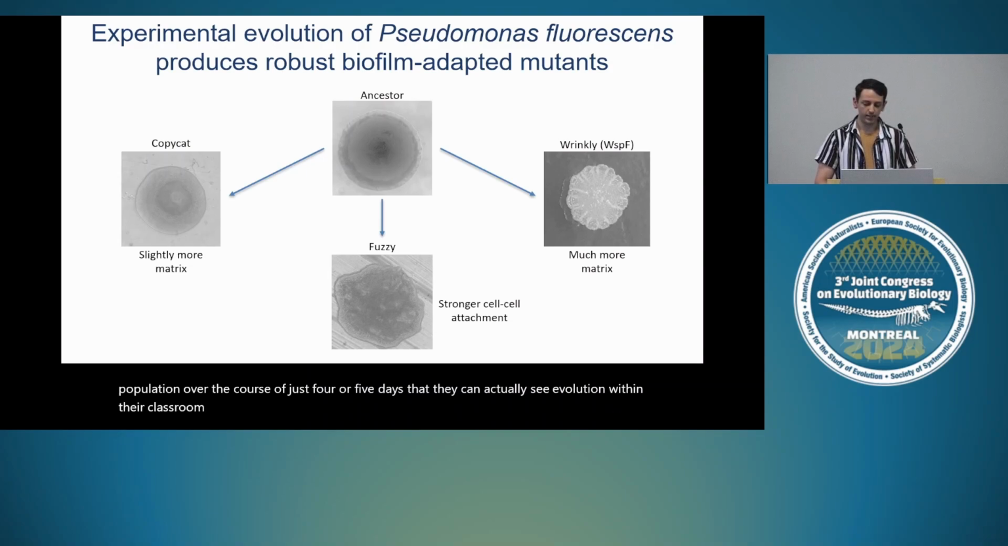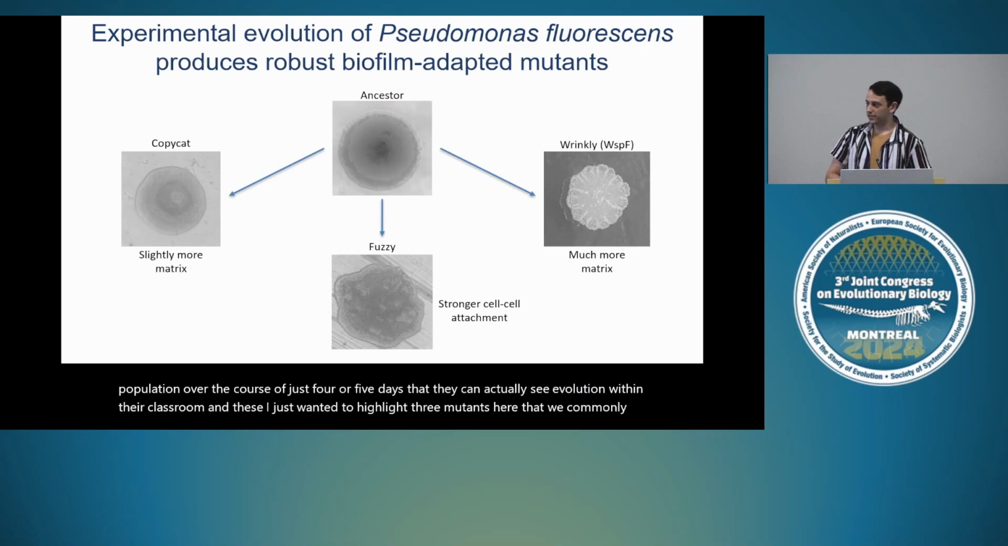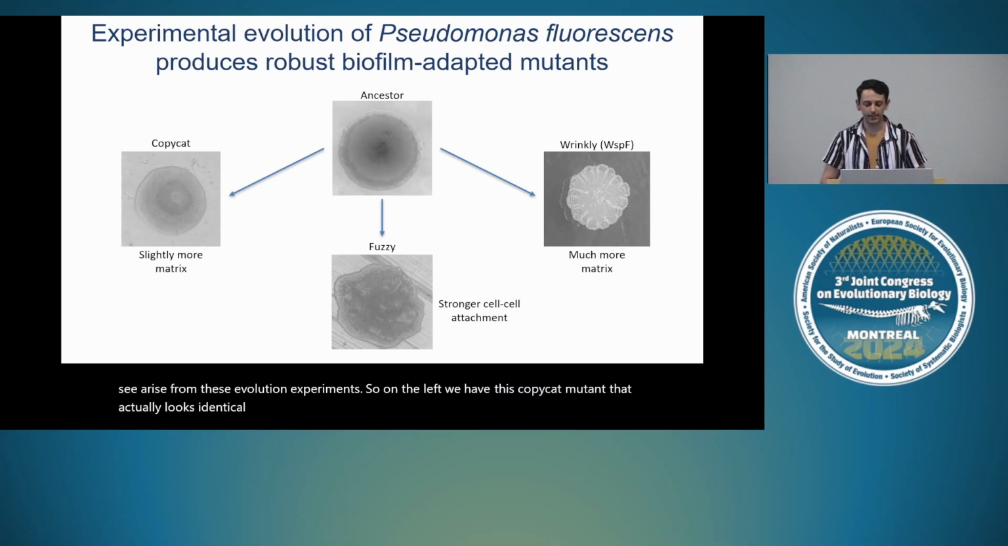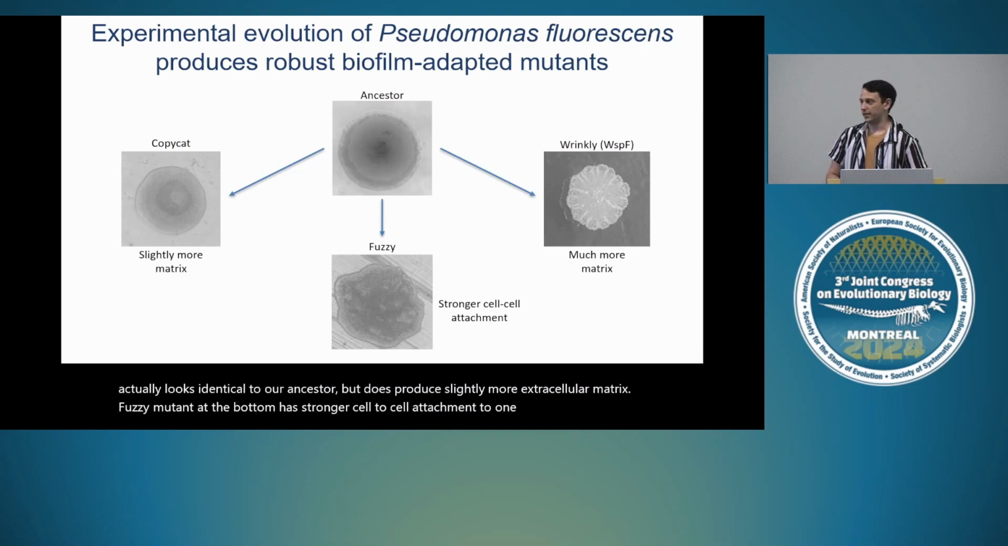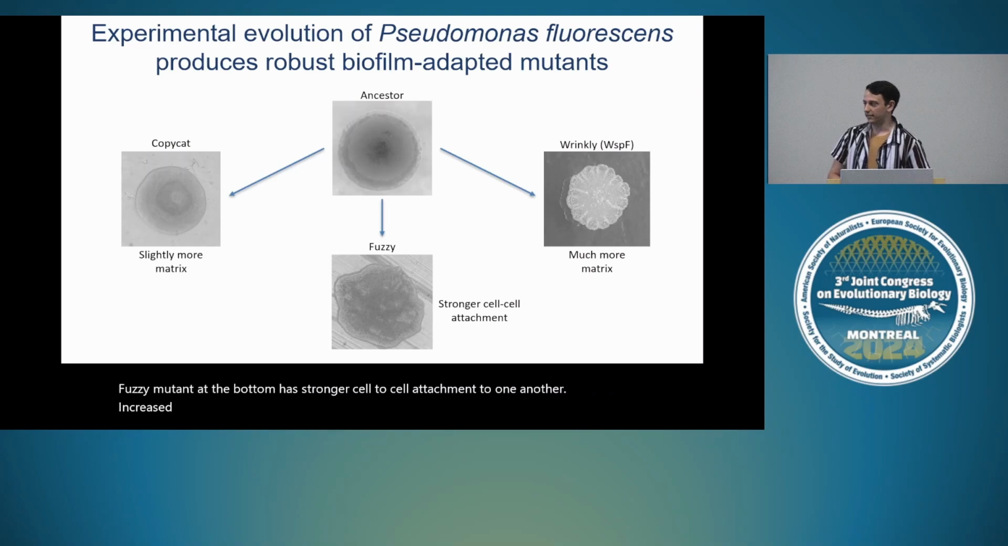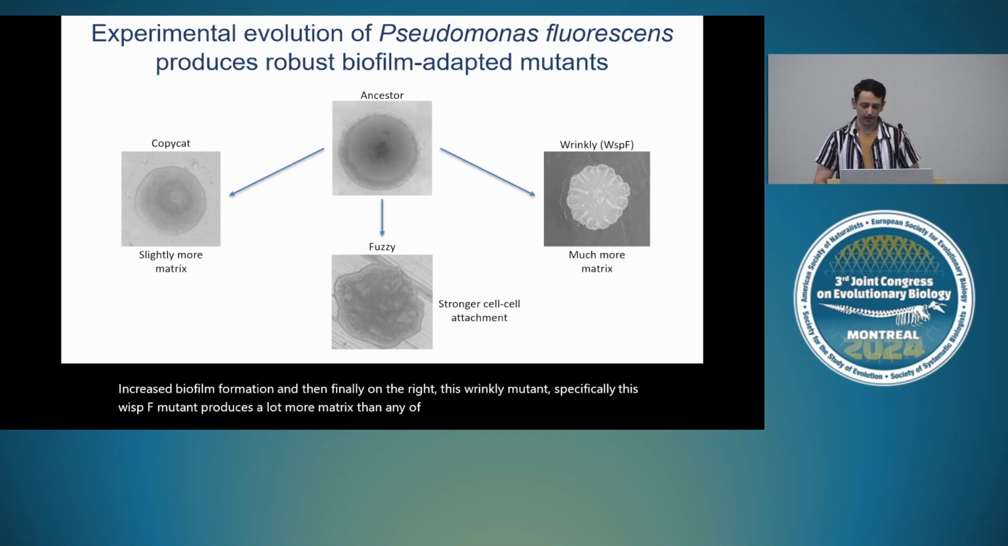I just wanted to highlight 3 mutants here that we commonly see arise from these evolution experiments. On the left, we have this copycat mutant that actually looks identical to our ancestor, but does produce slightly more extracellular matrix. The fuzzy mutant at the bottom has stronger cell-to-cell attachment to one another and increased biofilm formation. And then finally, on the right, this wrinkly mutant, specifically this WspF mutant, produces a lot more matrix than any of these other 3 variants.